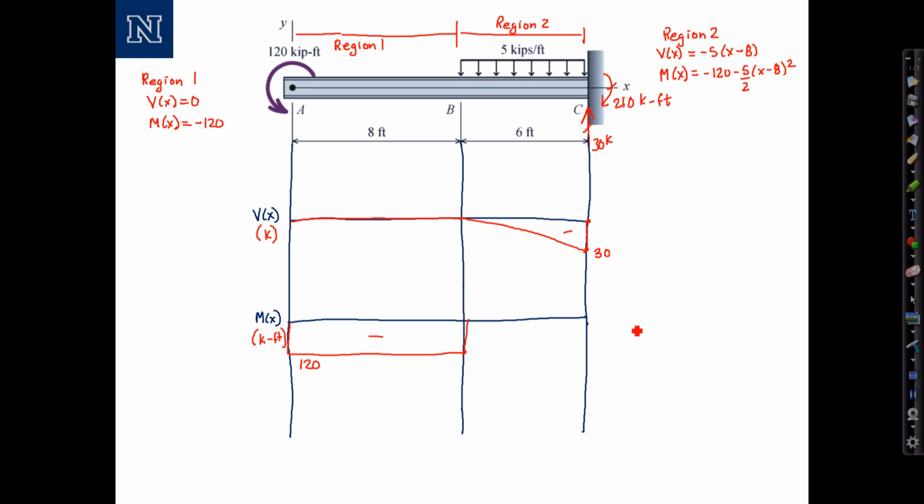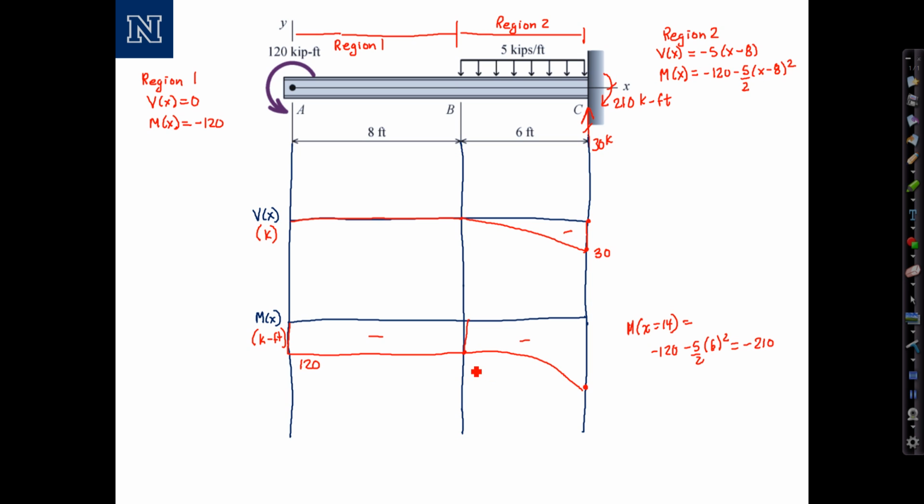The value of the moment at the end of the beam, M at x equals 14, would be equal to negative 120 minus 5 halves of 14 minus 8, or 6 squared. And notice this is very similar to the calculations when we were solving for the reaction, equal to negative 210. So this moment function is going to drop down to negative 210, and as I mentioned, we're going to draw it as a curve in between those two regions, a quadratic function.